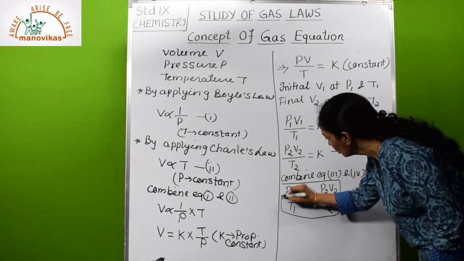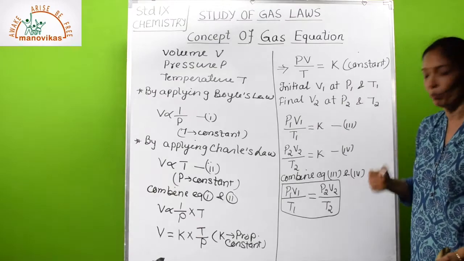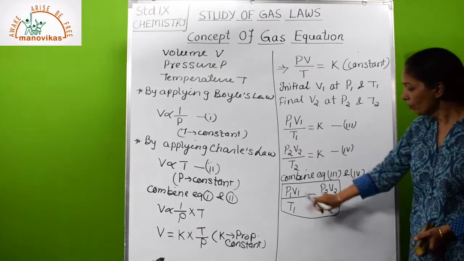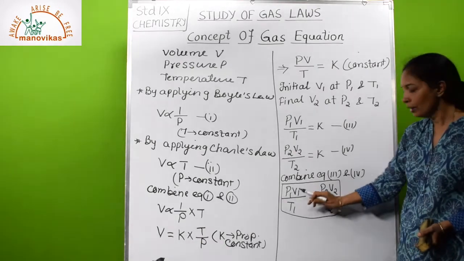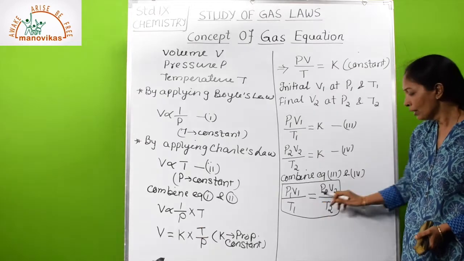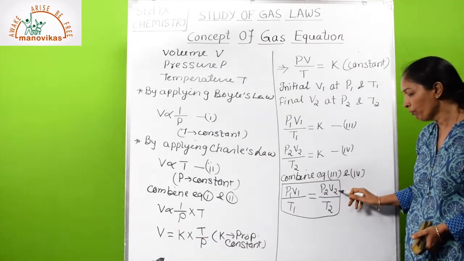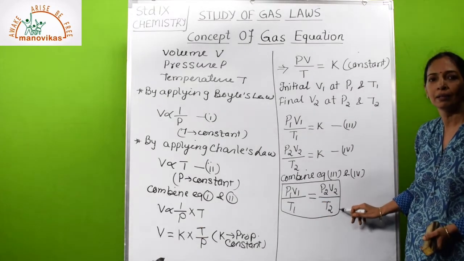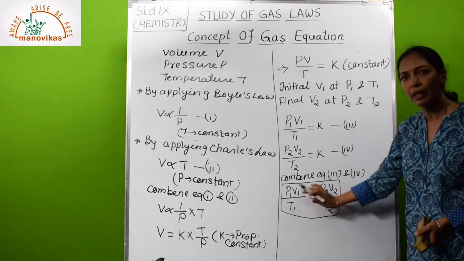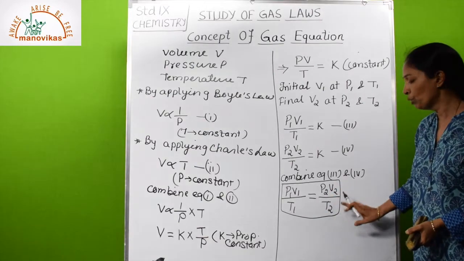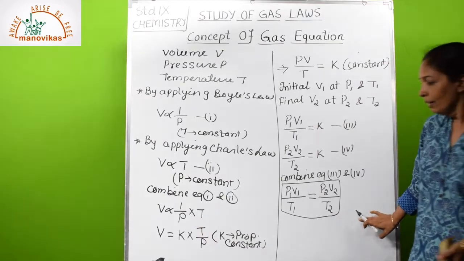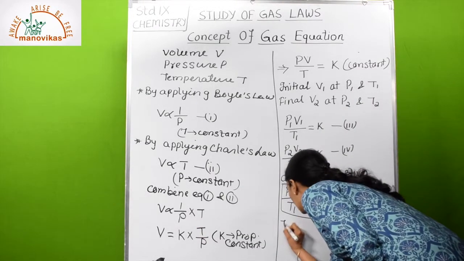You have to use this in the next set of numericals, which we can write in words also. What can you write in words? Initial pressure into initial volume upon initial temperature is equal to final pressure into final volume upon final temperature. So P1, V1, T1 are initial values, and P2, V2 and T2 are final values. So when you write in words, you can write in that way.